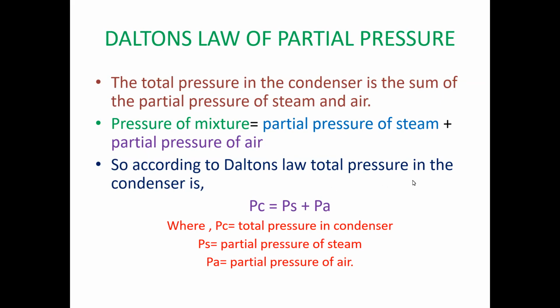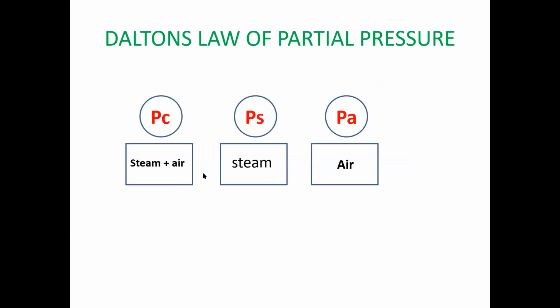So according to Dalton's law, mathematically this can be written like this: PC, that is the total pressure in the condenser, is equal to PS plus PA, that is the partial pressure of steam and the partial pressure of air. So this is Dalton's law. And see here, there's another figure, steam plus air, that is in the condenser, the pressure in the condenser is a mixture of steam and air. And this is equal to the sum of these two pressures, that is the pressure of steam and the pressure of air. So this is about Dalton's law.